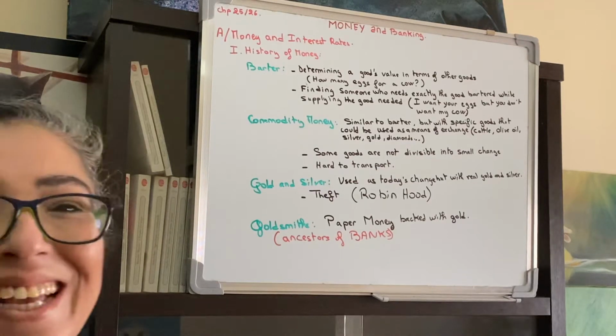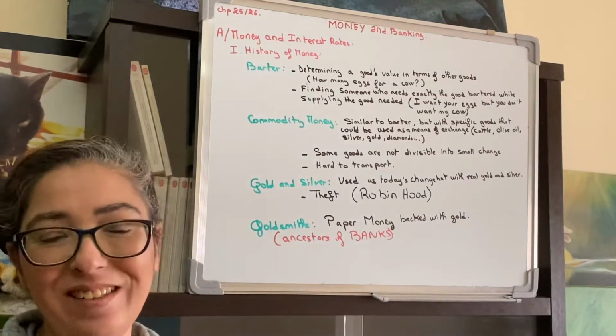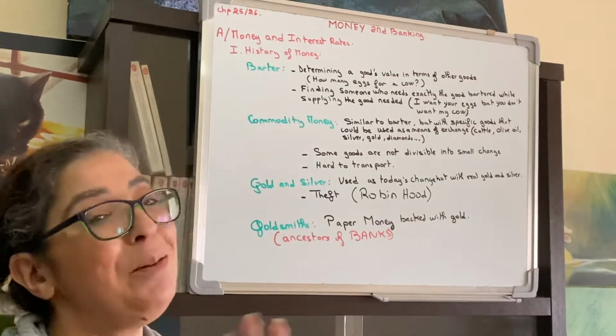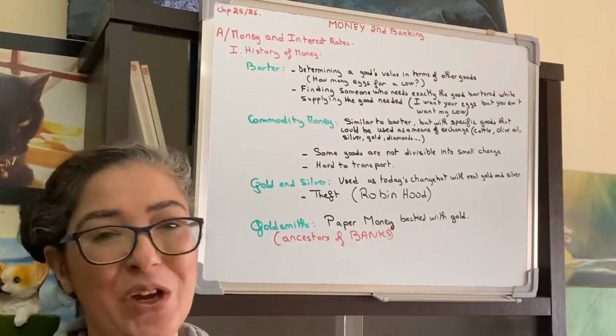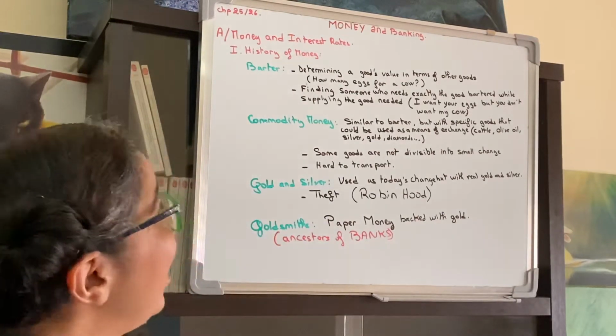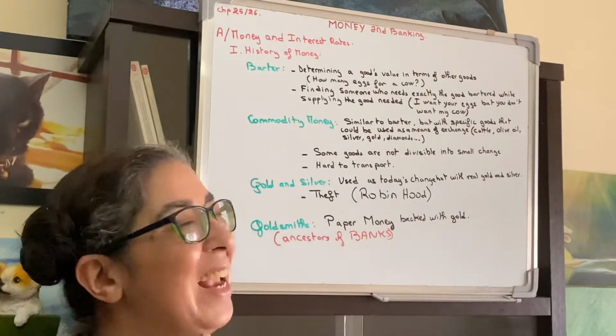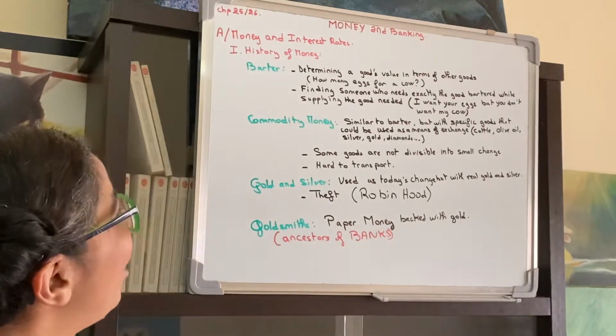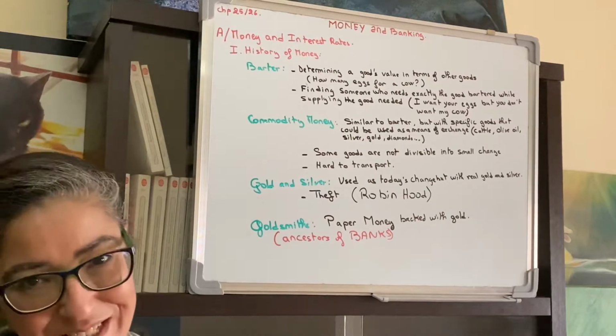I'm back. So today we're going to see chapter 25, 26 or 24, 25, depending on the book you have, the edition you have. Okay? So we're going to talk about money and banking. The first part, which is part A, we're going to study money and interest rates.